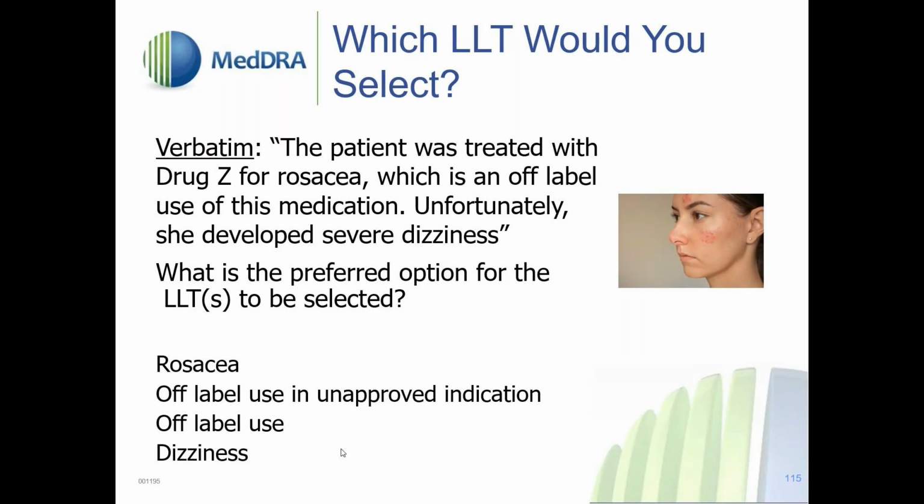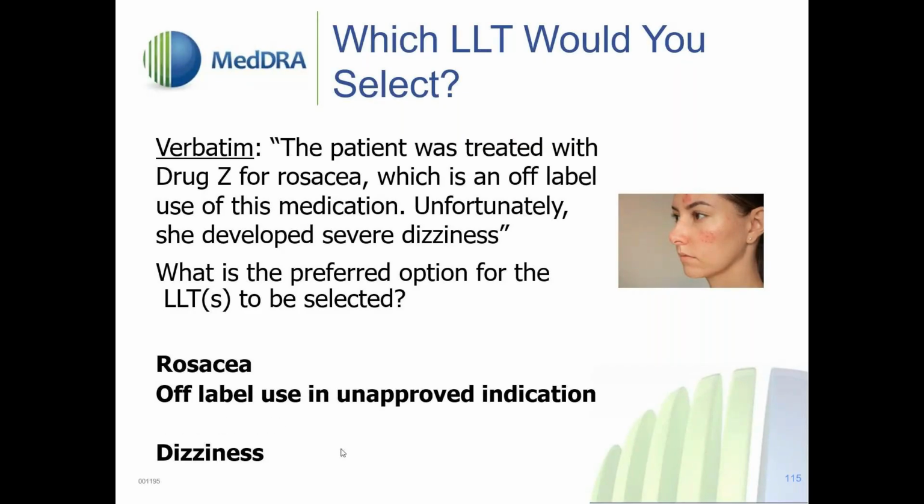So rosacea would be the indication for use of the drug Z. Thank you. And then somebody was clarifying, so they are assuming that rosacea is not to be selected as an ADR. Is that correct? Yes, it's not an ADR. It's the indication for use. It needs to be captured as indication for use, but the adverse reaction here is the dizziness in the patient that needs to be captured, and of course the off-label use in an unapproved indication. Great, thanks for clarifying that, Caroline.